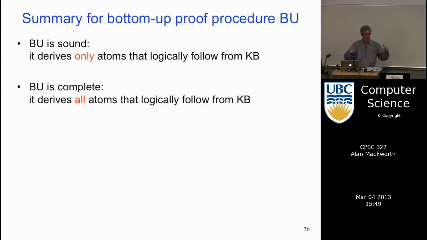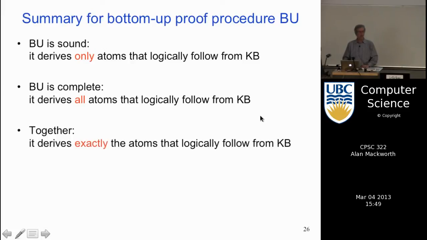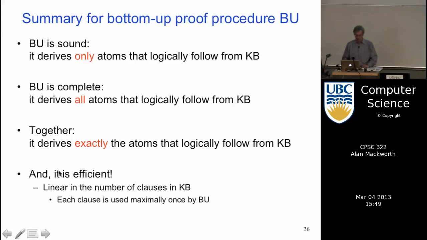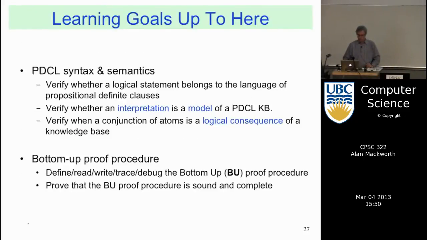Once you've got them, you know, okay, I can now rely on bottom-up derivations, because it's sound and complete. BU is sound: it derives only atoms that logically follow from the knowledge base. It's complete: it derives all atoms that logically follow from the knowledge base. So it has to derive exactly the atoms that logically follow from the knowledge base. And it's efficient. It's linear in the number of clauses in the knowledge base. Each clause is used maximally once by the bottom-up procedure. You never reuse a clause, because once you use a clause, its head goes into C, and you'll never use that clause again. Okay? So, these are your learning goals up to here.